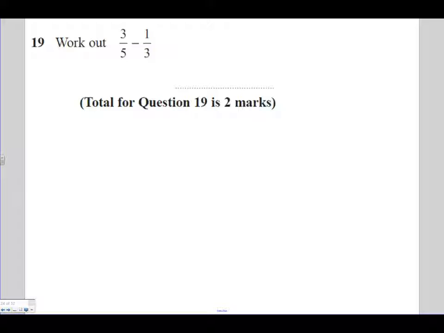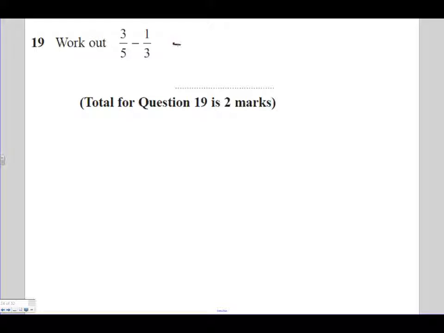Question 19. Work out 3/5 minus 1/3. Well, you should be able to identify that you cannot take away apples from bananas. They're totally different things. And what we need to use is equivalence. Equivalence is the secret to adding, subtracting, comparing, and splitting fractions. So let's make them equivalent.